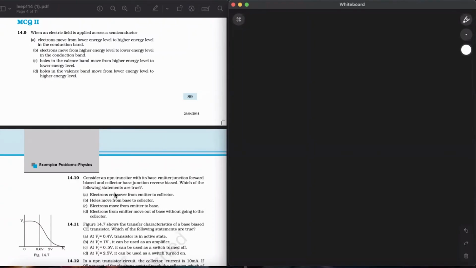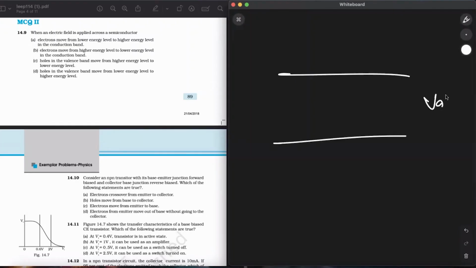So electrons move from higher energy to lower energy. That is obviously wrong because it contradicts our option A. Now option C, holes in the valence band move from higher energy level to lower energy level. Holes, yeah, obviously correct. Since the electrons and holes are complementary, see what is happening.